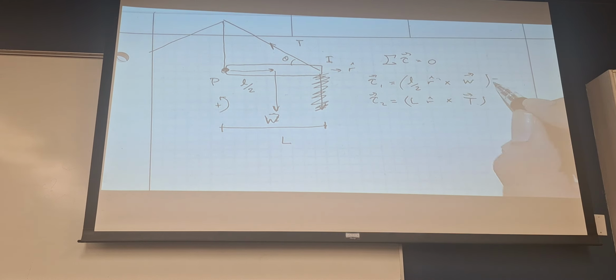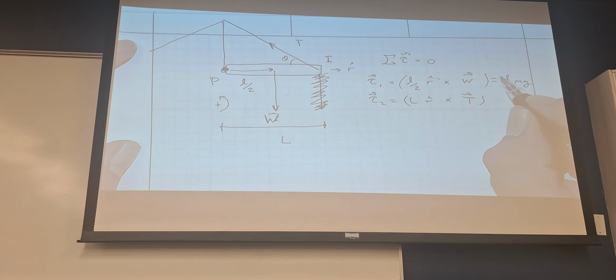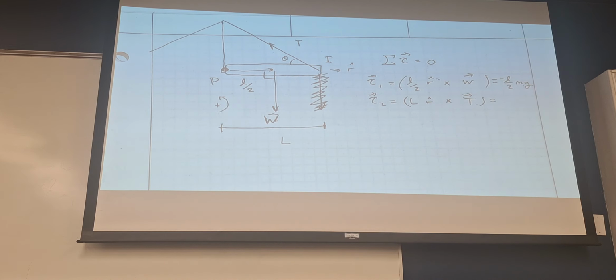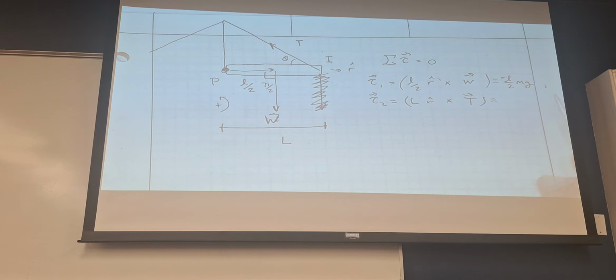So this becomes L over 2 mg, and I point in the direction of R and then I curl in the direction of W. So I'm pointing into the board, right? So if I'm pointing into the board, this is negative. And the angle between them is 90 degrees, so this is just pi over 2, so that sine becomes 1.